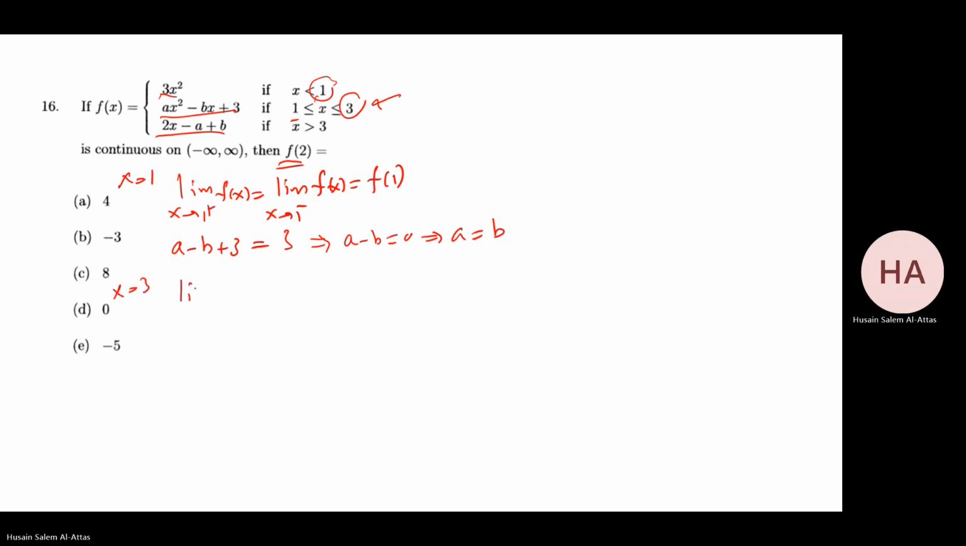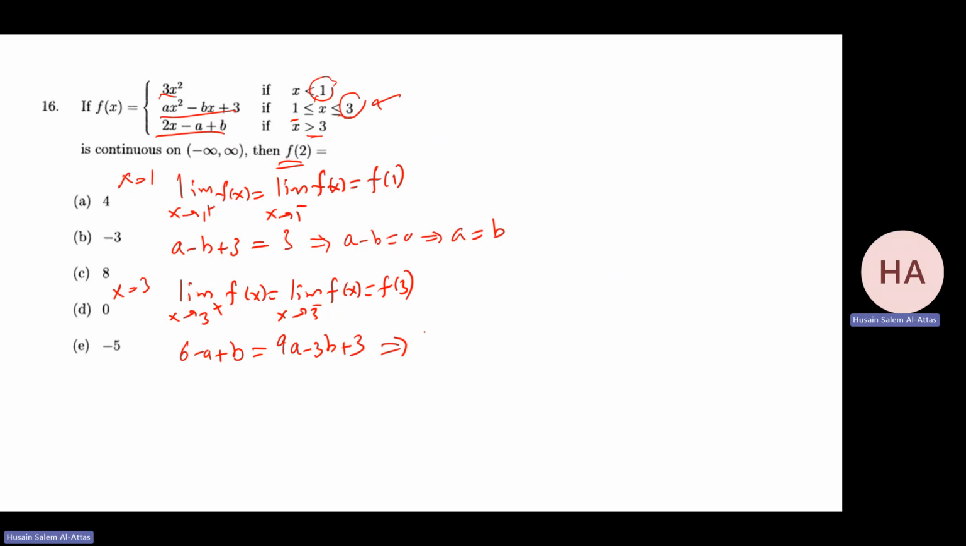For x equals 3, the limit as x goes to 3 from the right equals the limit as x goes to 3 from the left, equals f at 3. From the right, I'm here, that will be 6 minus a plus b. From the left, I am here, that will be 9a minus 3b plus 3. Do the same. Take it to the other side, and take this to the other side, it will be equal to 3. a equals b, plug it in. So it means 6b equals 3, so b equals half. If b equals half, that means a equals half. Now, what will be f at 2?